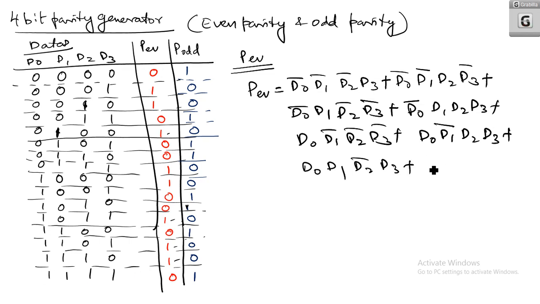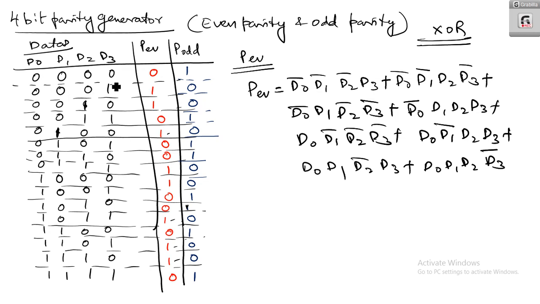Here D0, D1, D2, D3 bar. That is the expression for even parity. Okay. Now how will you check for this even parity? I have already mentioned that the XOR gate is the basic key gate for generating a parity bit.